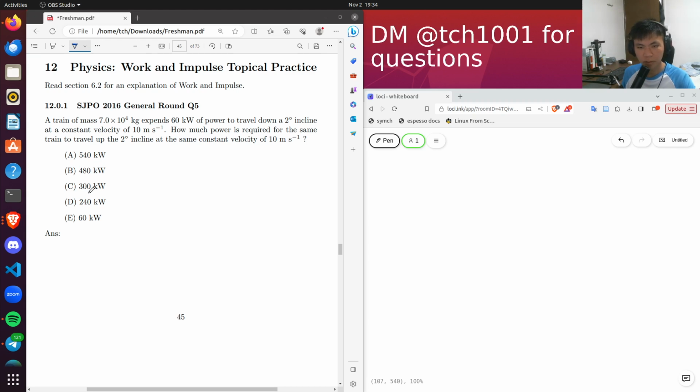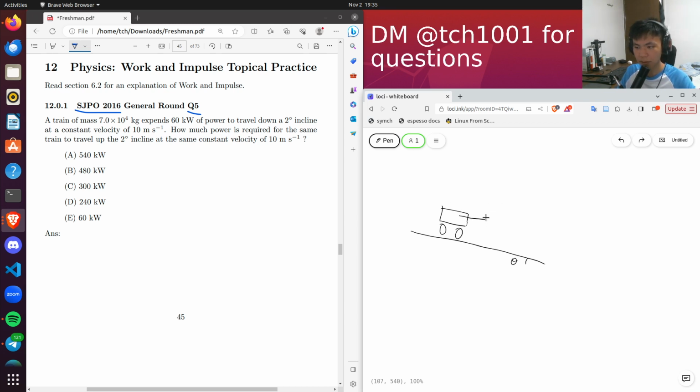Okay, hi everyone. Here we are with a question, SJPO 2016 Q5. We're given a train and a certain mass. The mass is given, and it's traveling down an incline of 2 degrees. So there's a train, it has wheels, the incline is 2 degrees, right? And we're given that it's traveling at a constant velocity v.